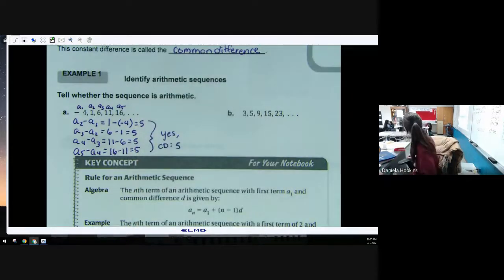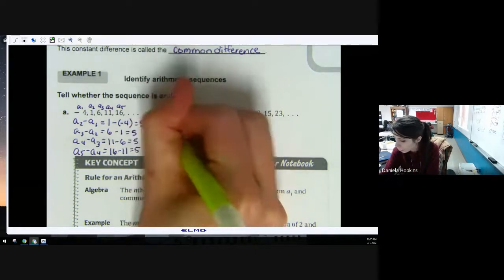So on Go Formative, you'll have fill in the blank questions like this. You'll say yes or no. If it is yes, you'll put what the common difference is. If it's no, just say none for the common difference. Any questions about that one?